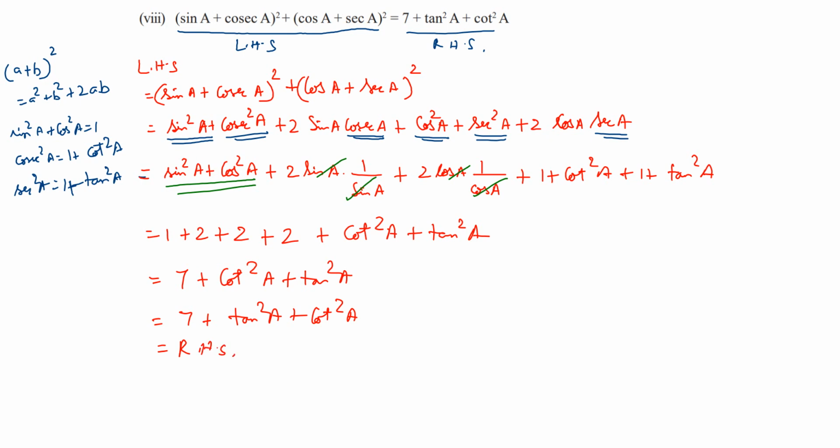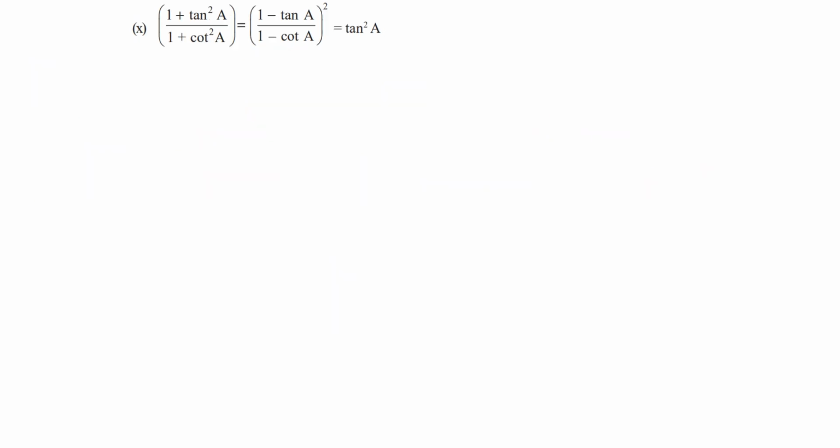Is it clear? So we can go with the next problem, which is 10th sum, 10th subdivision, the same sum. In this, they have given three equivalent values. 1 plus tan square A by 1 plus cot square A is equal to 1 minus tan A by 1 minus cot A whole square is equal to tan square A. First, I am comparing these two. I am going to prove 1 plus tan square A by 1 plus cot square A is equal to tan square A, and then this one. 1 minus tan A by 1 minus cot A the whole square is equal to tan square A.